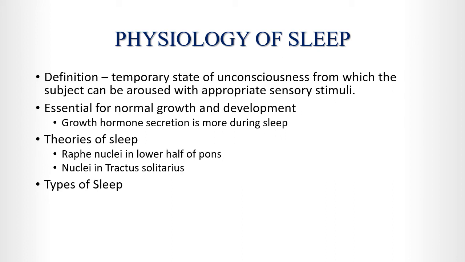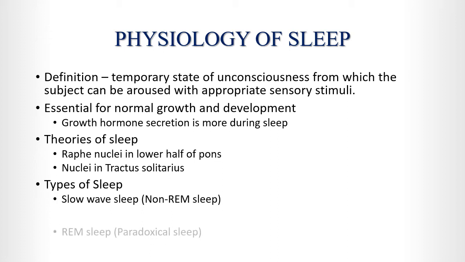Now there are two types of sleep. One is slow wave sleep, which is also known as non-REM sleep. Another one is REM sleep, that is rapid eye movement sleep, in which eye movements occur rapidly. That's why it is known as rapid eye movement sleep. Another name for REM sleep is paradoxical sleep. So let's discuss both of these types of sleep in detail because they are important.